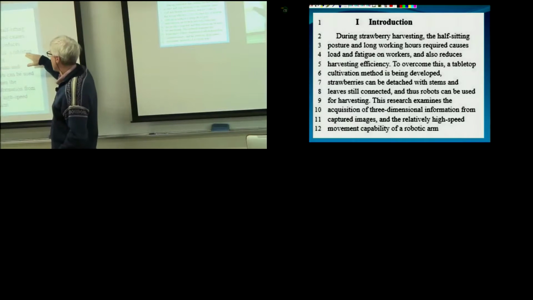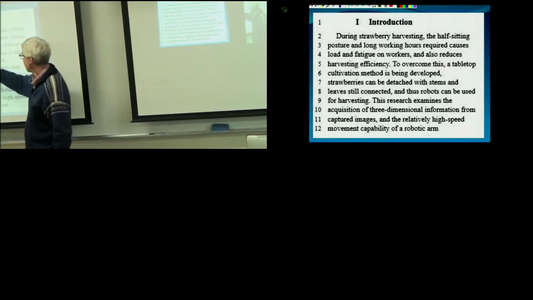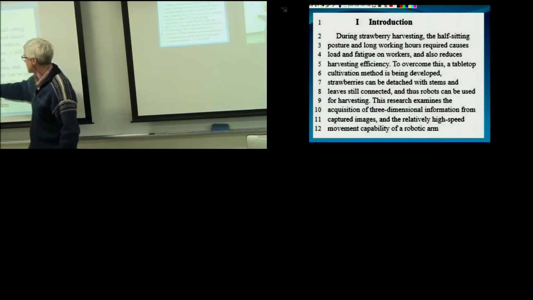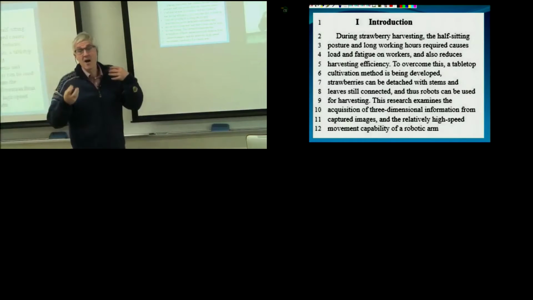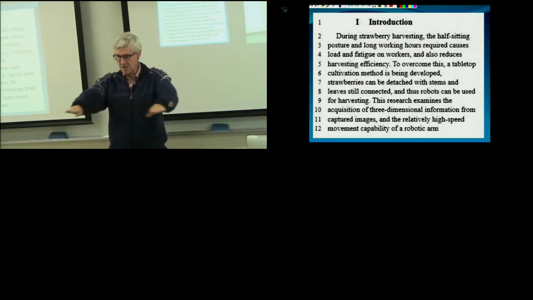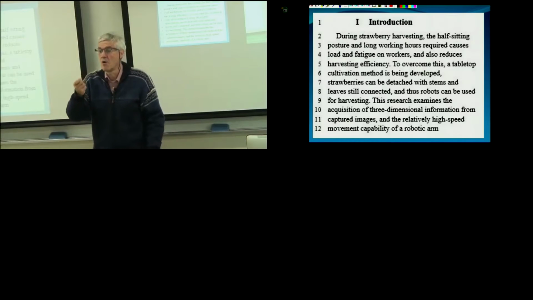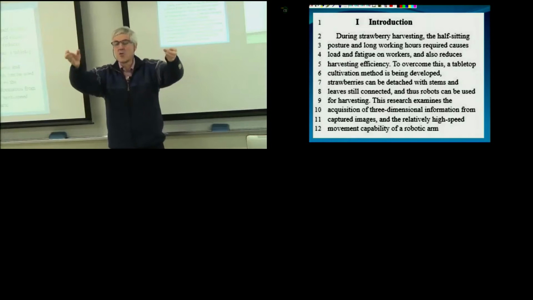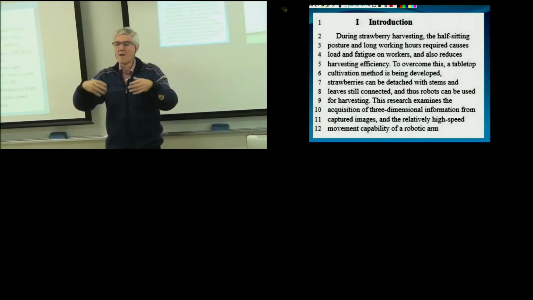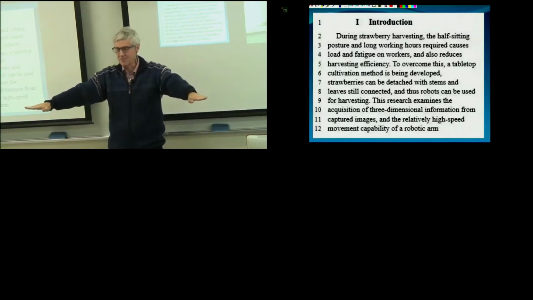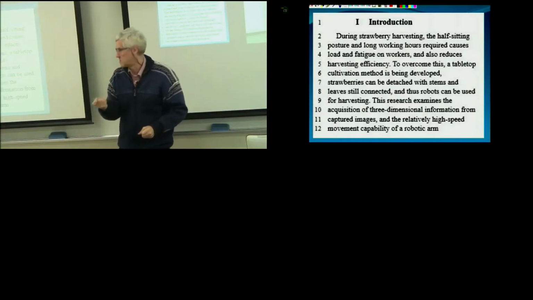To overcome this, a tabletop cultivation method is being developed. Strawberries can be detached with stems and leaves still connected, and thus robots can be used for harvesting. Okay, so now they're saying one solution is greenhouses and having it at table height, and using robots. So they have got strawberries. Harvesting strawberries is a problem for humans. One way of getting over it is using greenhouses with tabletop cultivation and robots.